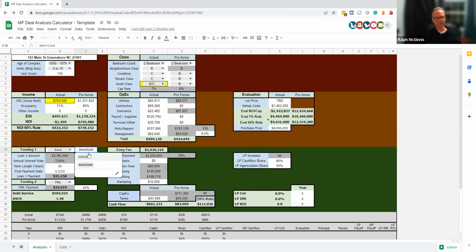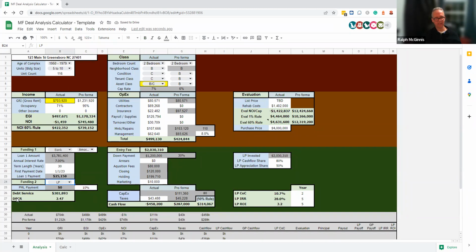Amortized versus interest only. So that develops your debt servicing. Your debt servicing here represents funding 1 and funding 2. If funding 2 is a PML, that will be a debt service. If it's a limited partner, it will not be a debt service.